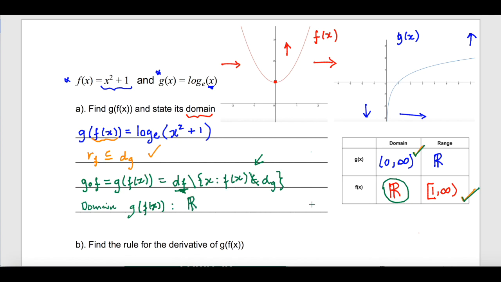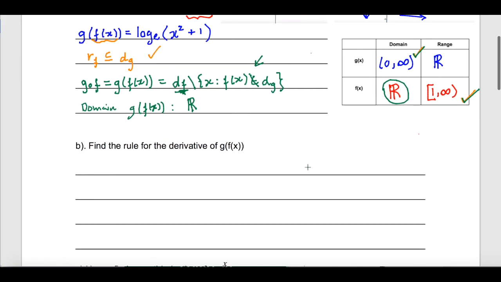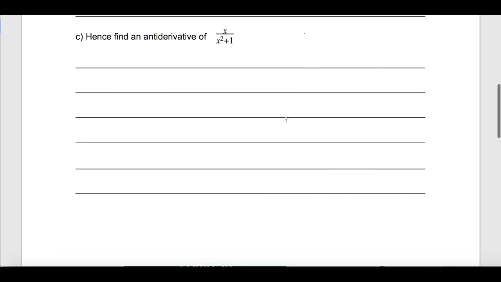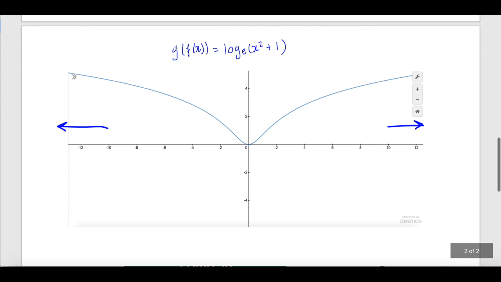Now, it's a hard question without a calculator. With a calculator, it would be dead easy. So if we look down here, this shows us the graph of g of f of x, and we can clearly see that the domain is all real numbers, because it goes from negative infinity down here to positive infinity up here.